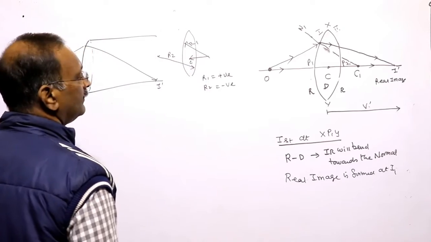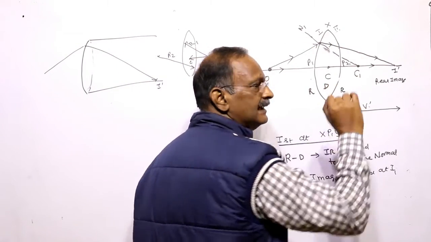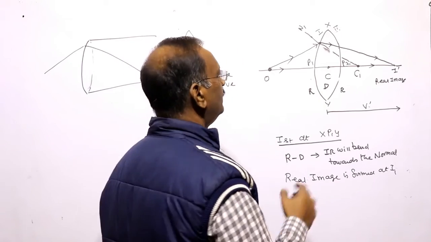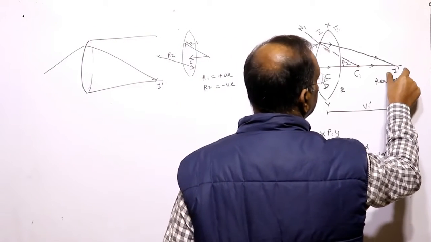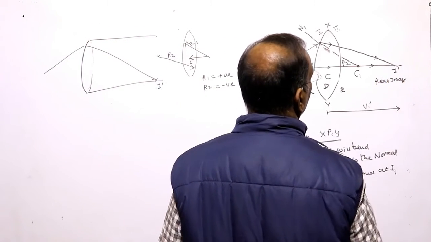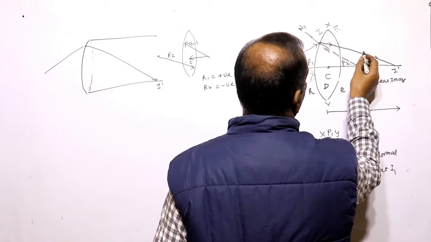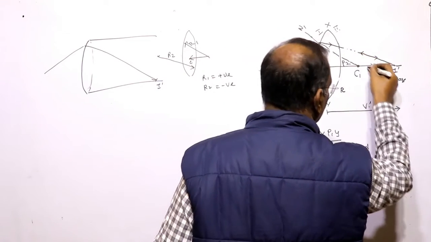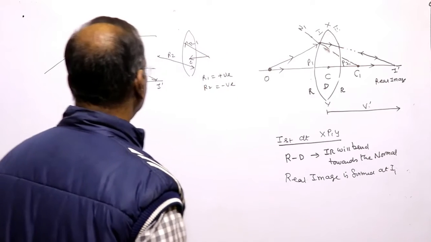Now, for the refraction to take place in the second surface, we need an object, then only we can get an image. So where will we get the object? This serves as the virtual object, because from here the rays are coming like this, and after refraction this virtual object will form the image at this point.